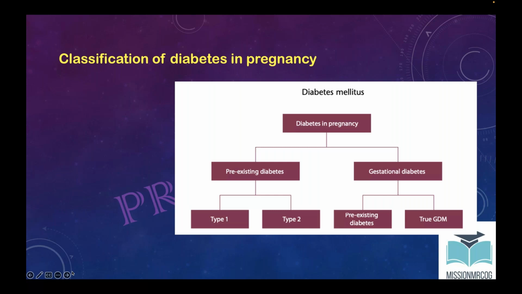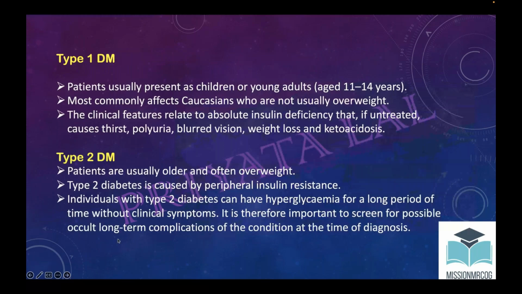Clear, ma'am. Okay, fine. Now, type 1 diabetes. A little bit about the pathology we have to know, as that helps in better understanding. Type 1 diabetes usually occurs in younger children. You will find people of younger age, like 11 to 14, or less than 20 years, that it presents. It usually occurs in Caucasians, and the patient will not be overweight. The clinical features are thirst, polyuria, blurred vision, weight loss, ketoacidosis, that we know.